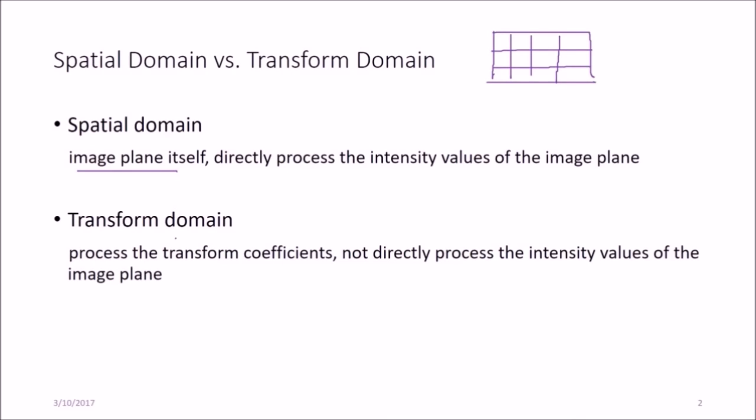What about the transform domain? Transform domain processes the transform coefficients. As you remember, we applied a transform on the image and then we got certain image. This is the transform domain. It processes the transform coefficients and not directly process the intensity value of the image plane. So these pixels or intensity values, they are not directly processed at transform domain.